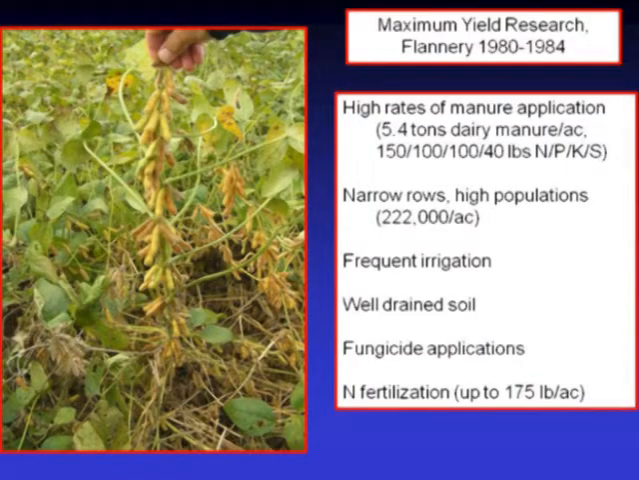I mentioned Dr. Flannery at Rutgers University in 1980 to 1984. He also did some maximum yield research, and there were a lot of similarities to what Mr. Cullors is doing on his farm. I just want to run through some of those real quickly.